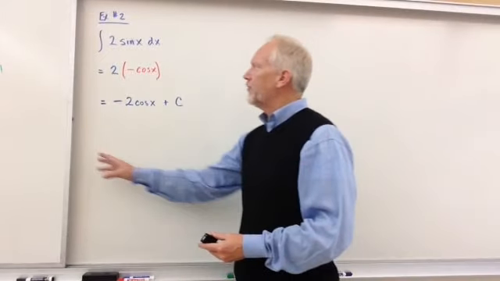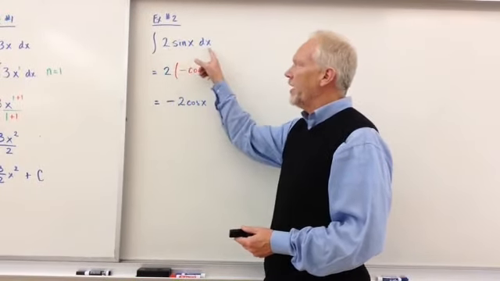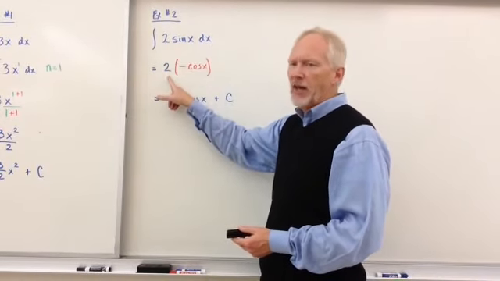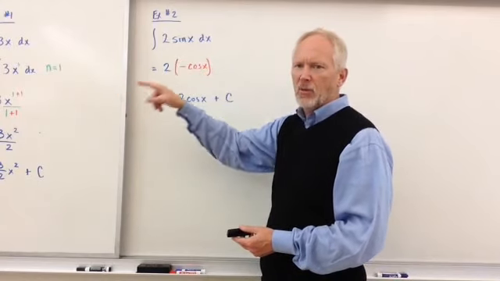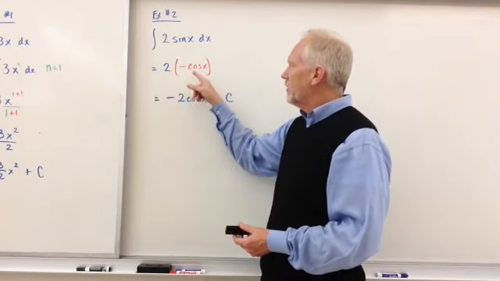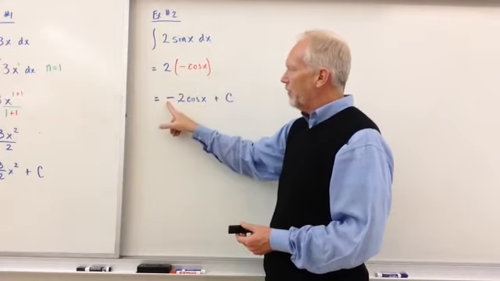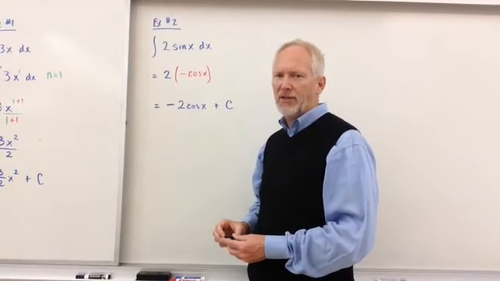So here we're asked to find the antiderivative of 2 sine x dx. Well, in essence, 2 stays the same. And what is the antiderivative of sine x? Well, it's negative cosine. So we take the negative cosine, the dx drops away, bring the negative out front, and we get that to equal negative 2 cosine x plus c.